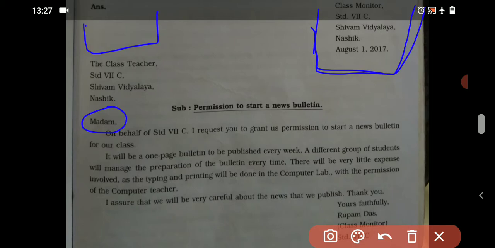It will be a one-page bulletin to be published every week. A different group of students will manage the preparation of the bulletin every time. There will be very little expense in all, as the typing and printing will be done in the computer lab with the permission of the computer teacher. I assure that we will be very careful about the news that we publish.